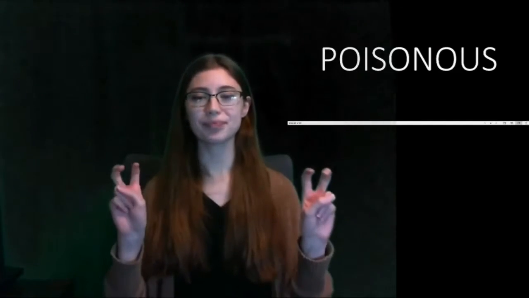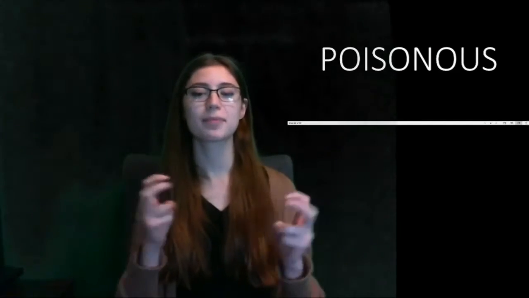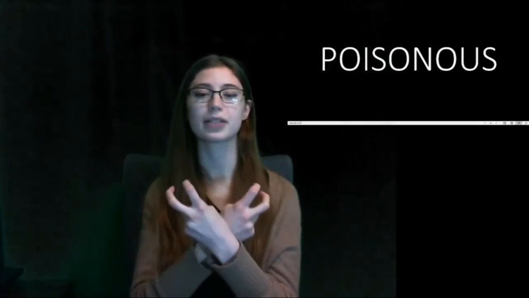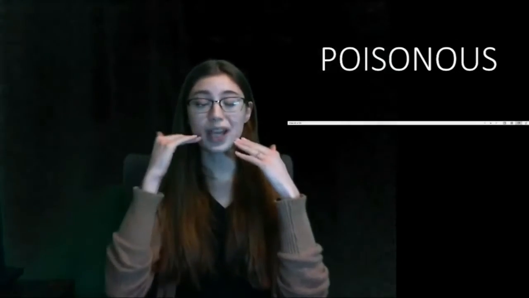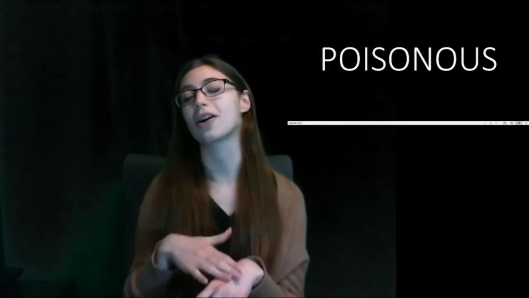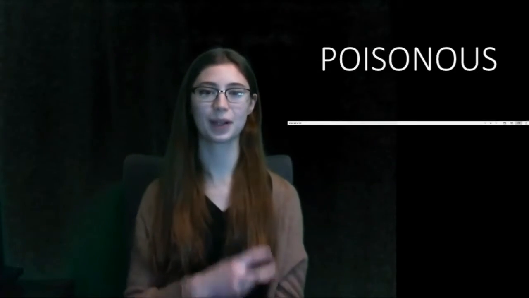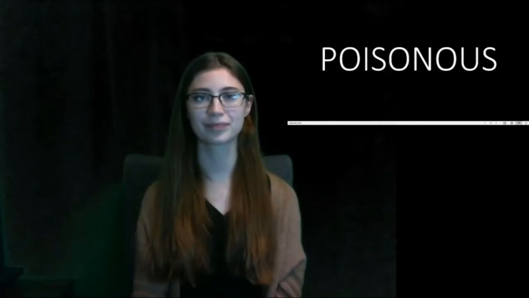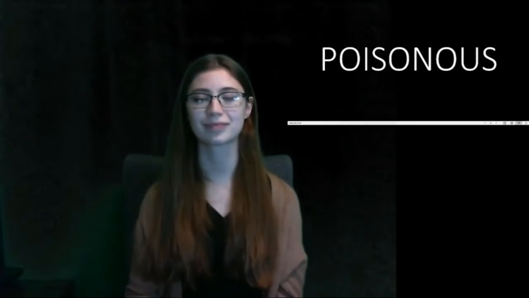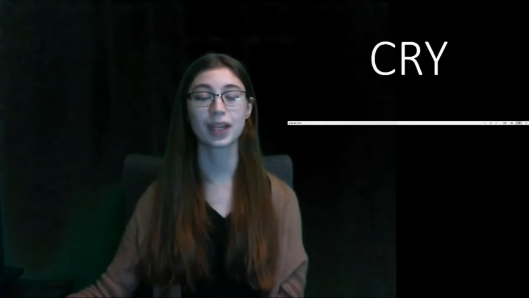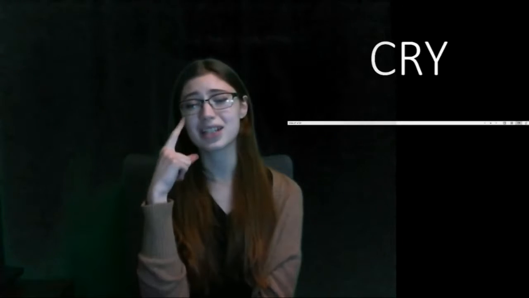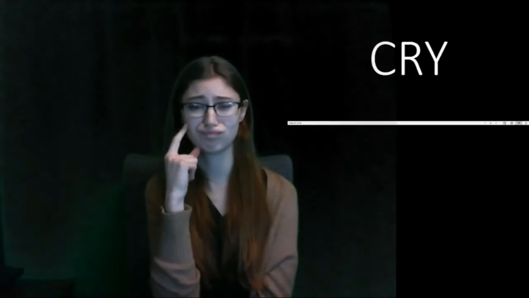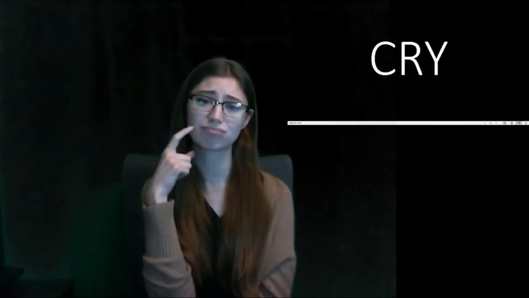Poisonous. 2 bent V hand shapes crossed across your chest, and they're going to do a double tap motion, like the skull and crossbones on a poison bottle. Poisonous. Cry. X handshake is going to move down from your eye like tears falling. Cry.